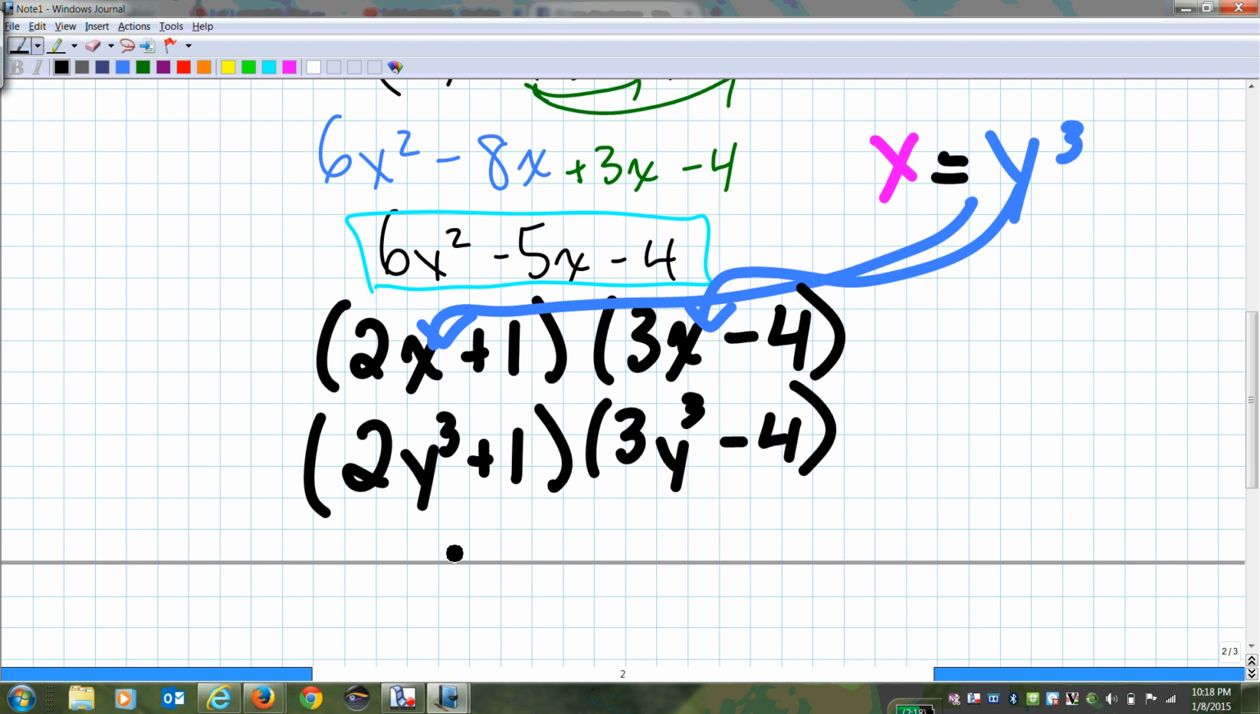You check to see if you have any difference of cubes or sum of cubes, which you don't. So your final answer for number 16 is this.